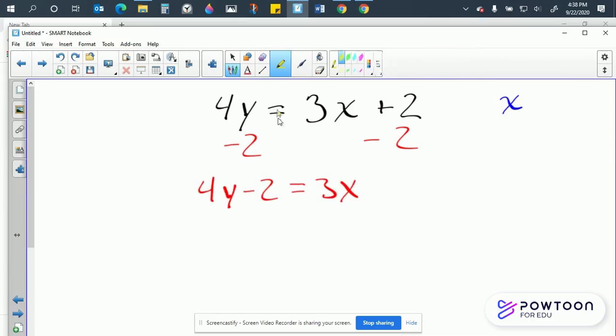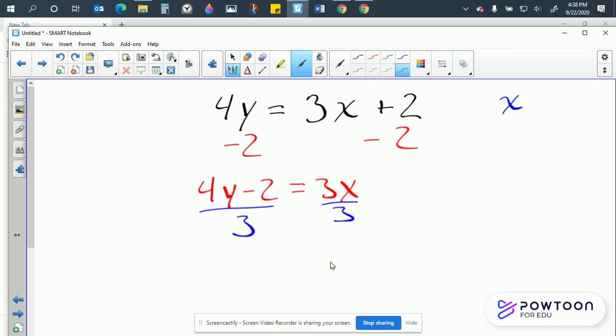And now we need to move that times 3. So we're going to divide both sides by 3. So x equals, and once again, distribute your division. So 4/3 y minus 2/3.